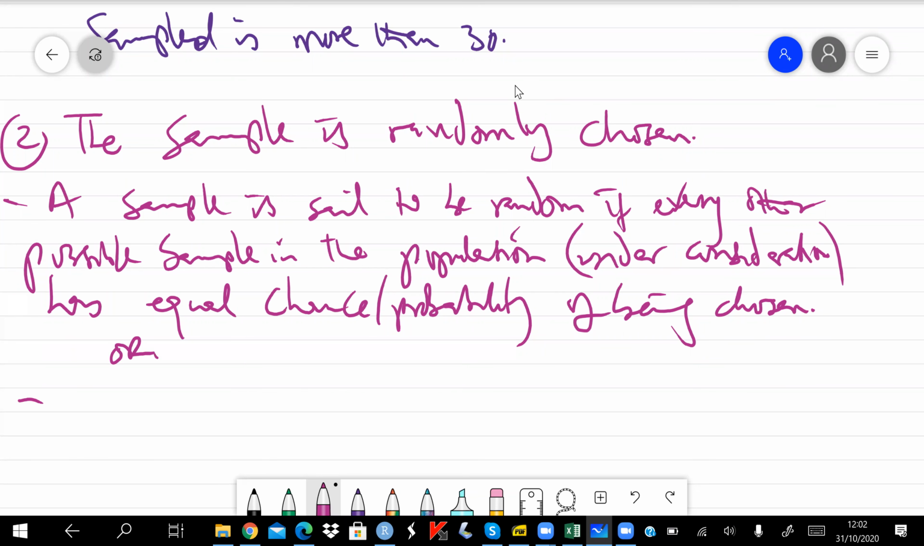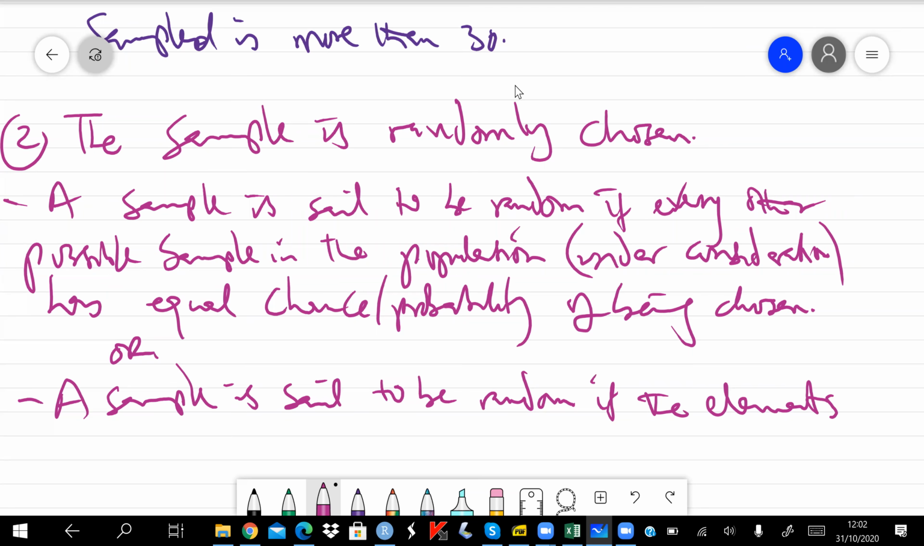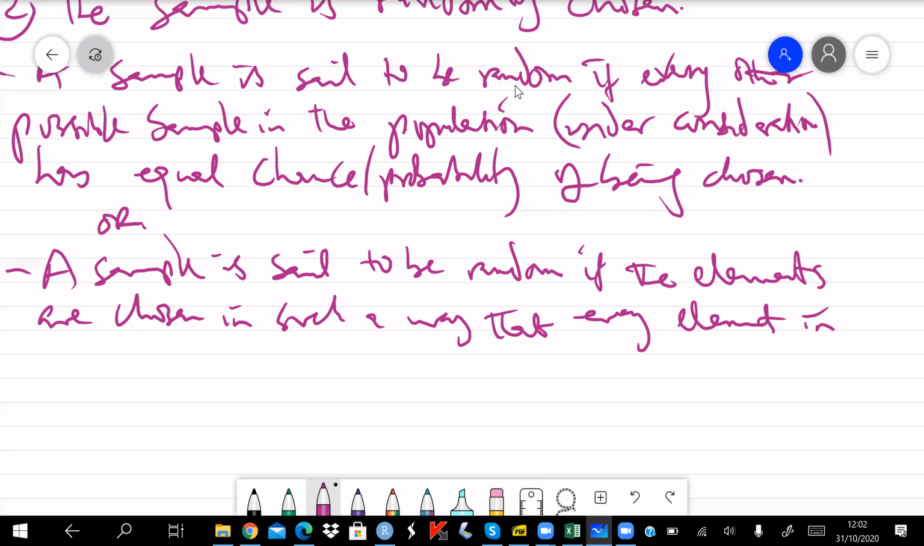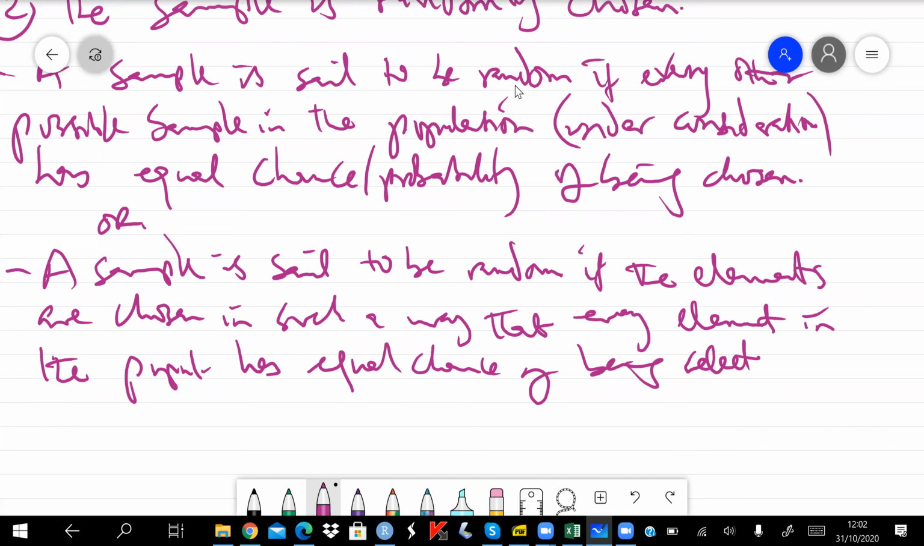Or you can say a sample is said to be random if the elements are chosen in such a way that every element in the population has equal chance of being selected, or sampled. So those two versions of the definition are equivalent.